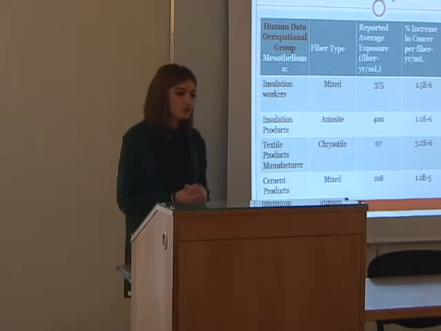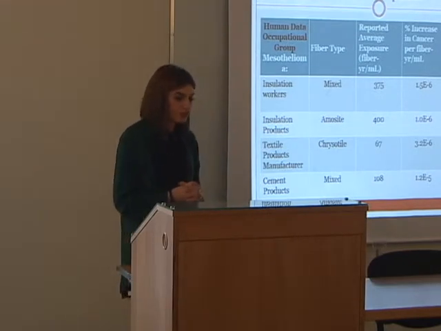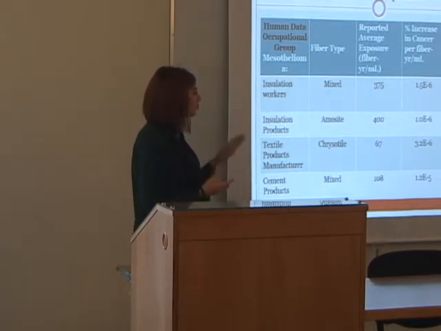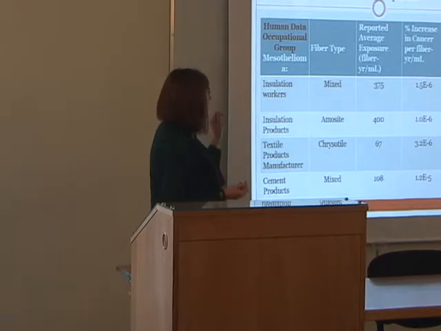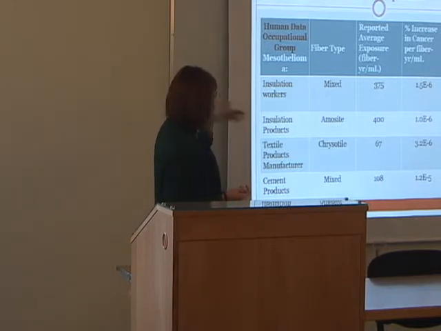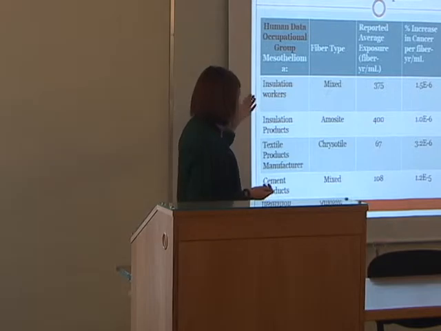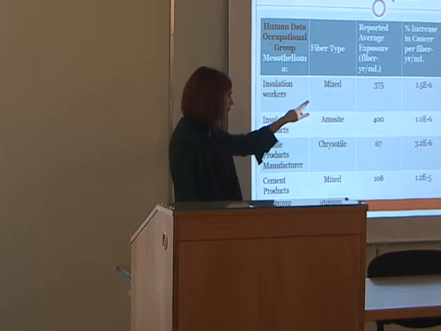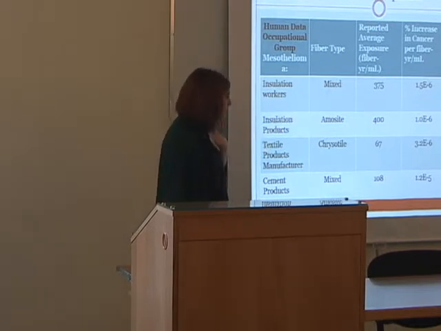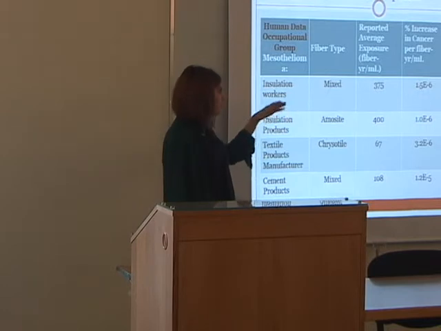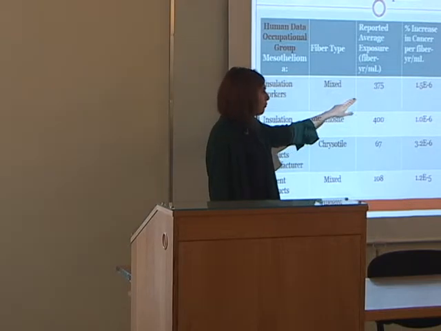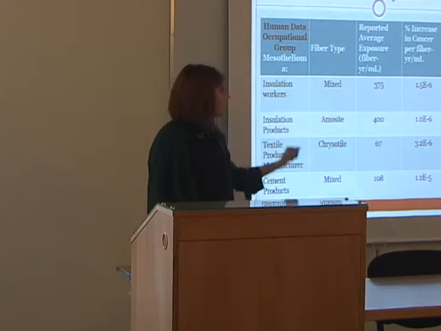This table shows the dose response data for carcinogenicity of asbestos by inhalation exposure, and the information was taken from the EPA site. It shows how occupational groups would be exposed. For example, for insulation workers, if they are exposed to mixed fiber types, 375 fibers per milliliter per year, they are increasing the risk of developing cancer about 1.5 times.